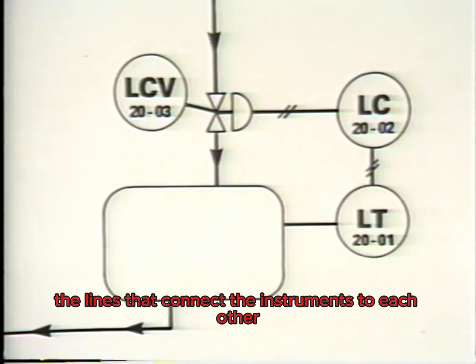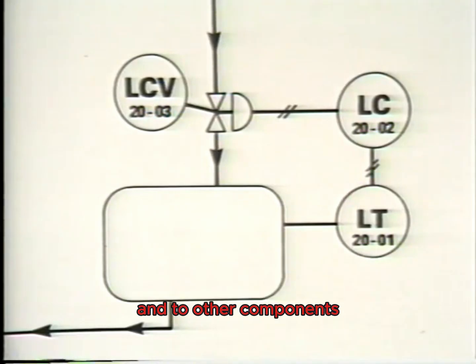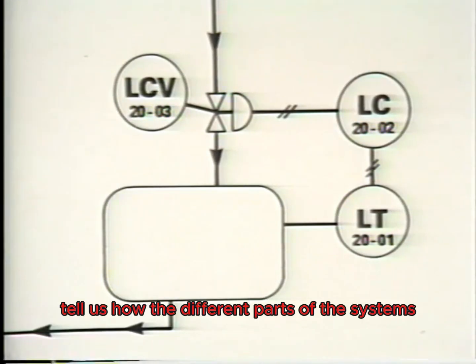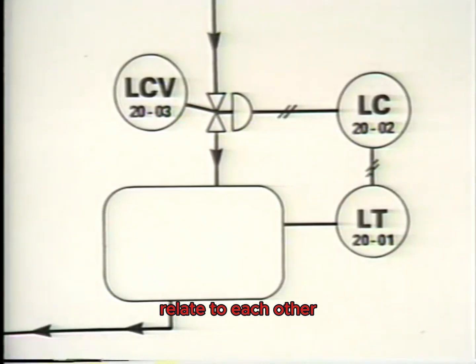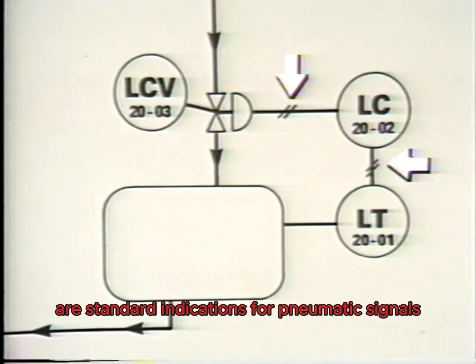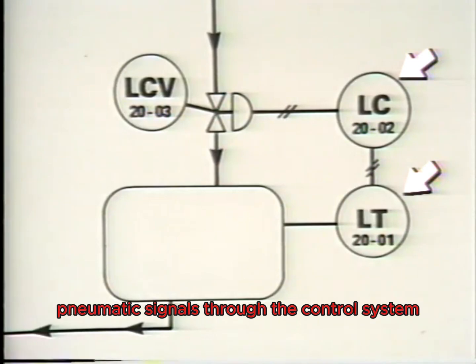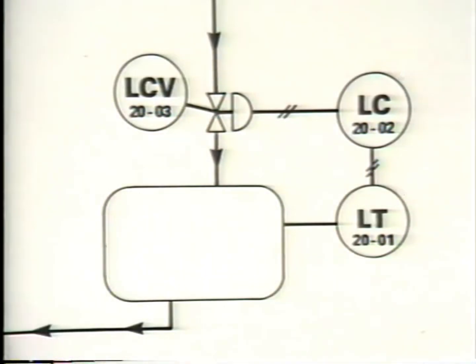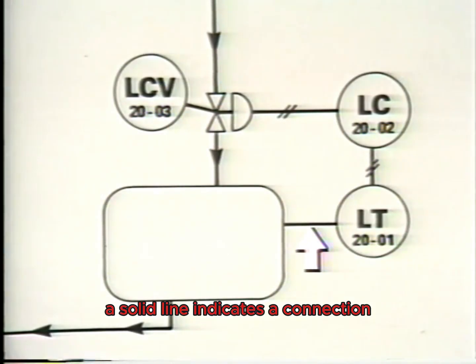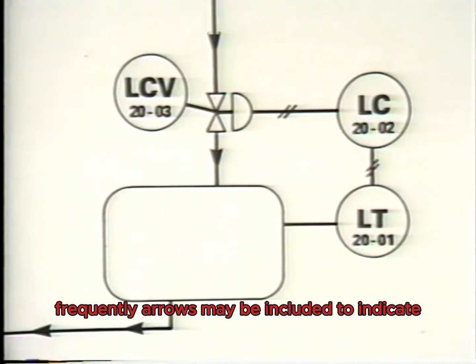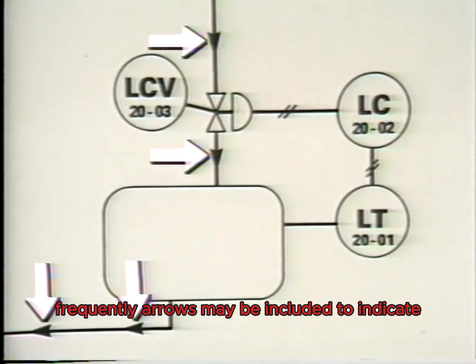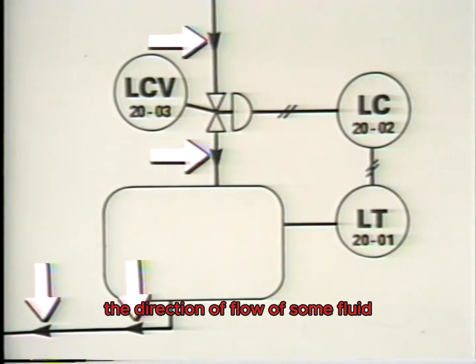The lines that connect the instruments to each other and to other components tell us how the different parts of the systems relate to each other. For example, lines with hash marks are standard indications for pneumatic signals. So these instruments send pneumatic signals through the control system. A solid line indicates a connection, such as piping to a process. Frequently, arrows may be included to indicate the direction of flow of some fluid.